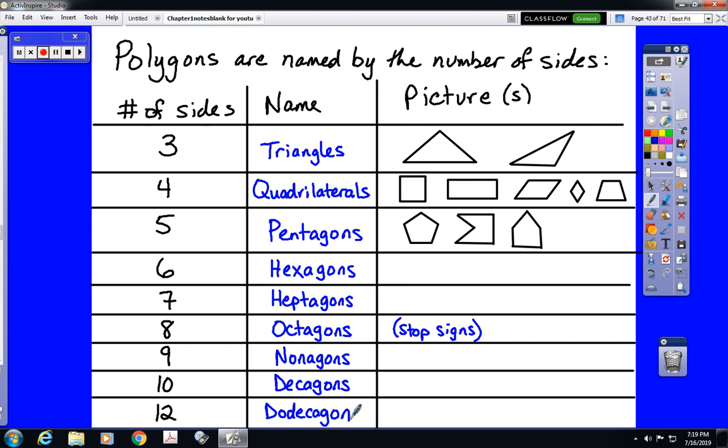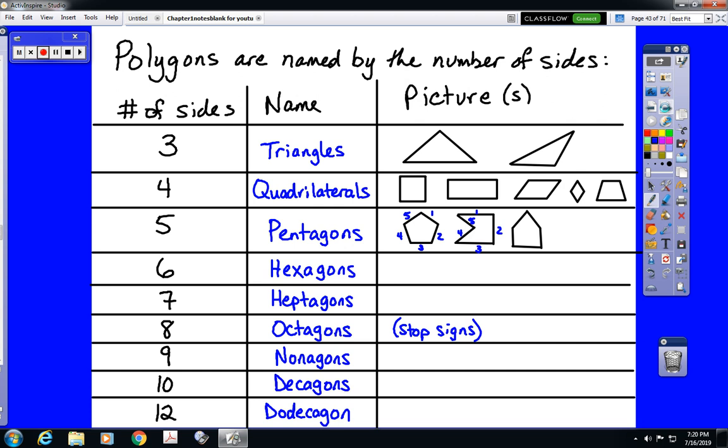Now, I didn't provide pictures for the other ones because, to be honest, it's not really that important that you see an overall picture. What you do is you count up the number of sides, and then you name the polygon based on how many sides it has. So, for instance, on this pentagon right here, you would go through and you'd go 1, 2, 3, 4, 5 sides. That's a pentagon. See what I'm saying? Okay.